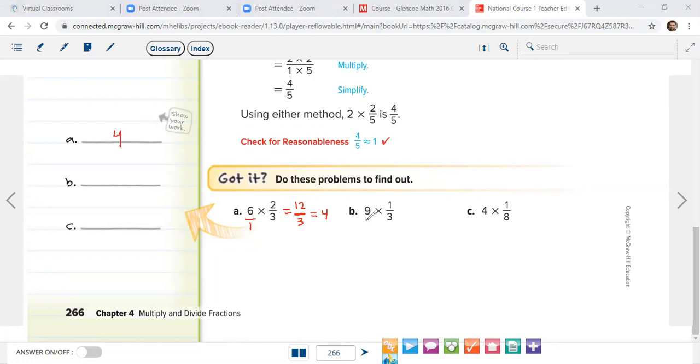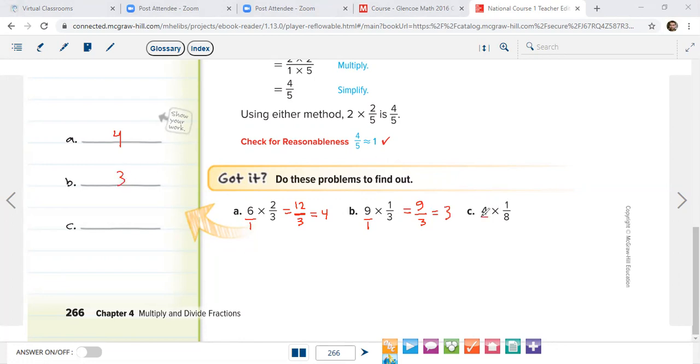The same will happen here. 9 is like 9 over 1. So multiply the numerators. 9 times 1 is 9. 1 multiplied by 3 is 3. This over sign is like division. So 9 divided by 3 is divisible. We can divide. 9 divided by 3 will give you 3.